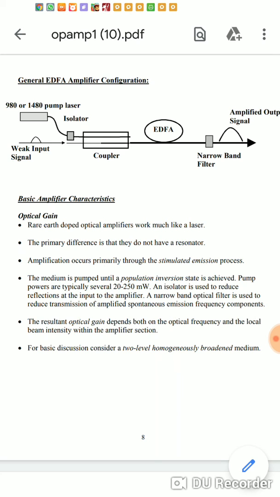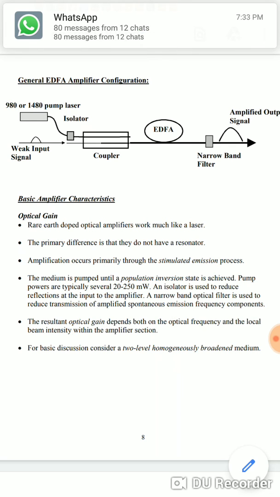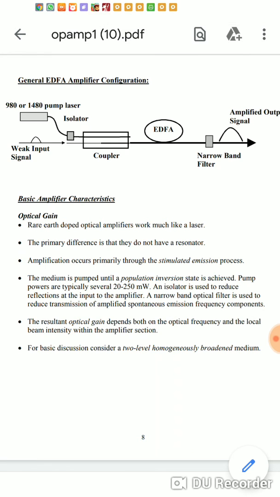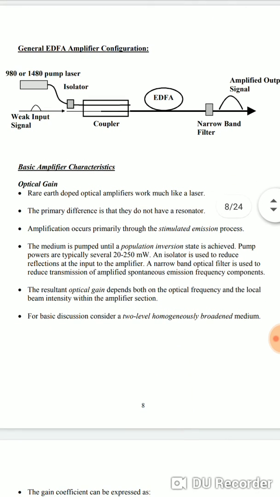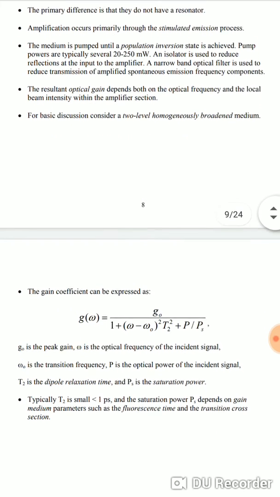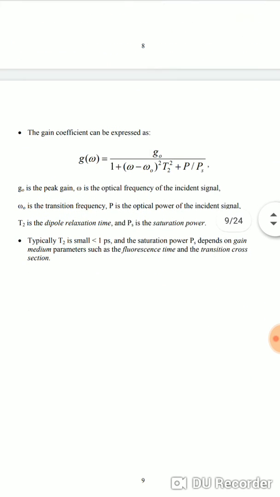So basic amplifier characteristics are again given, which we have already seen, but a few of them are new that we will see. Rare earth doped optical amplifiers work much like a laser. So its basic working principle is the same as a laser. The primary difference is that they do not have the resonator. Amplification occurs primarily through the stimulated emission process. So that is the basic characteristics of the EDFA amplifier. Next, the gain coefficient. The equation is there for the gain coefficient.